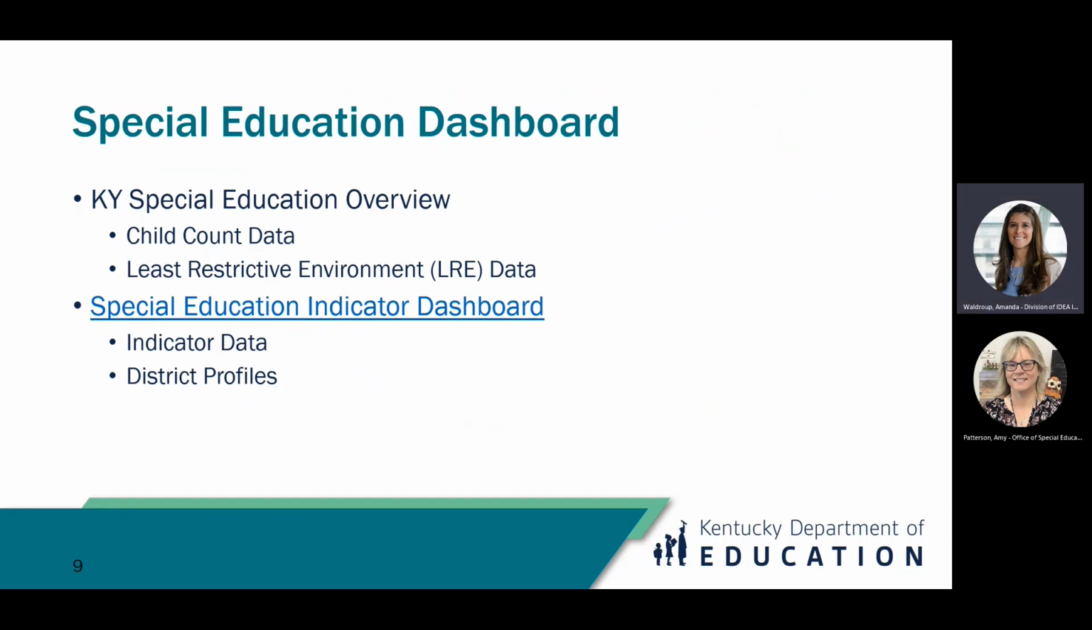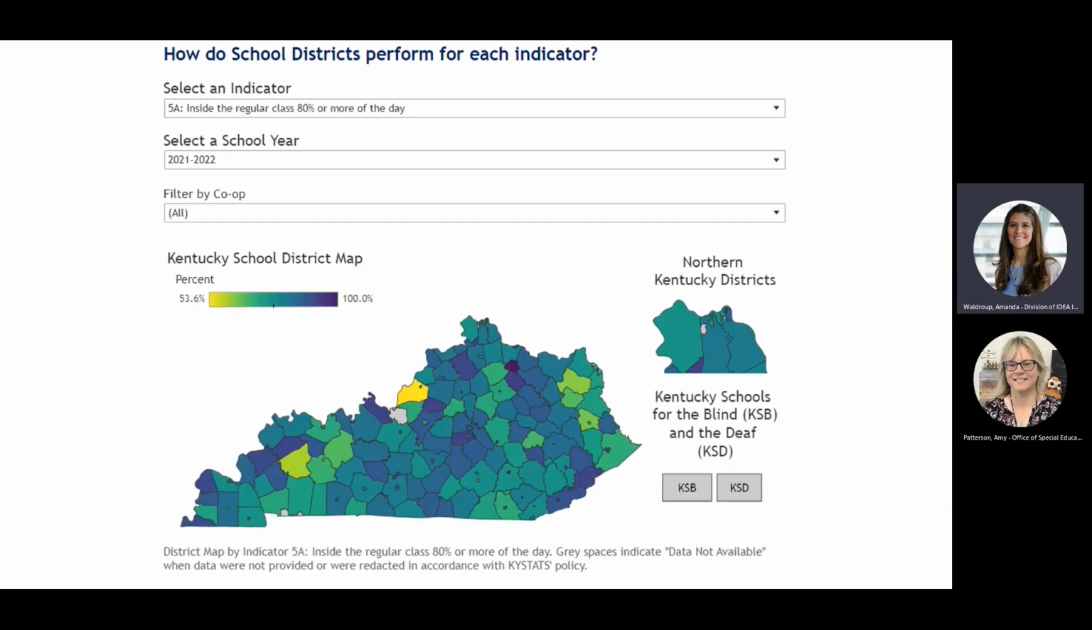Another resource that we've created is a special education dashboard. This dashboard has two parts. It has the child count data that also includes the least restrictive environment data, as well as the special education indicator dashboard. This has many of the indicators and there are more to come. It also has district profiles. We created this dashboard as an easy way to access data. This is based on stakeholder engagement, as well as public reporting requirements.